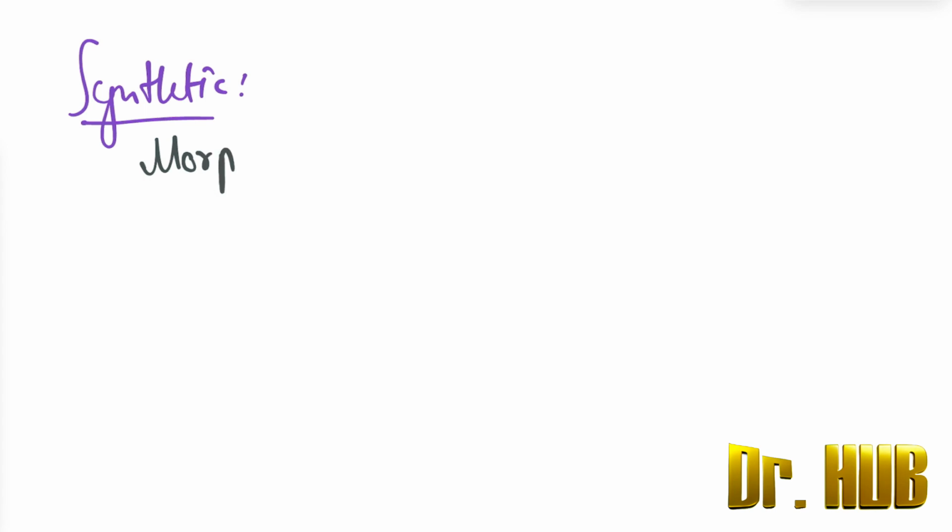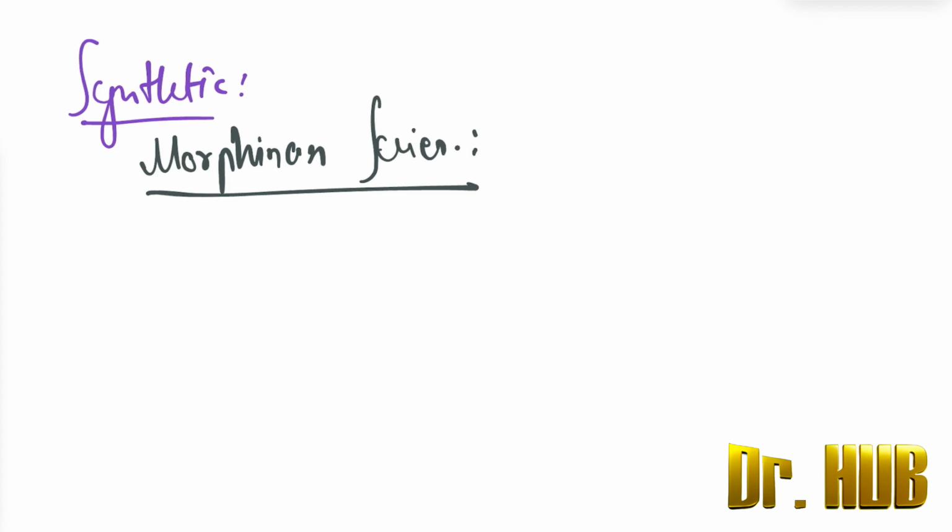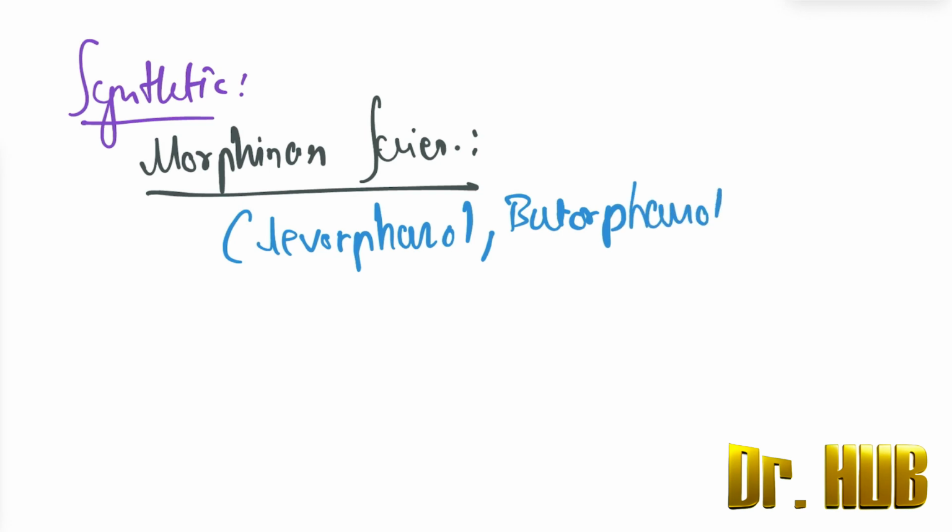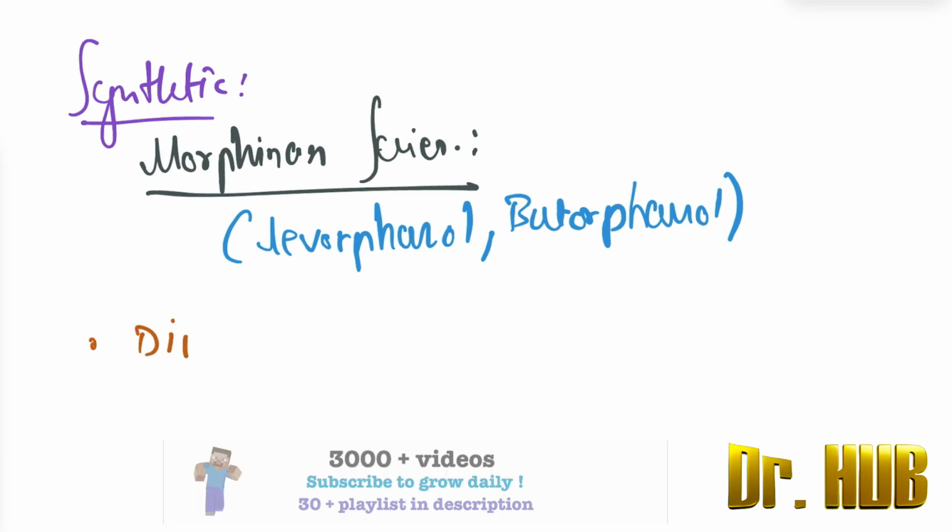So what does the synthetic contain? It contains the morphinan series. What are present in the morphinan series? There is levorphanol and also butorphanol.